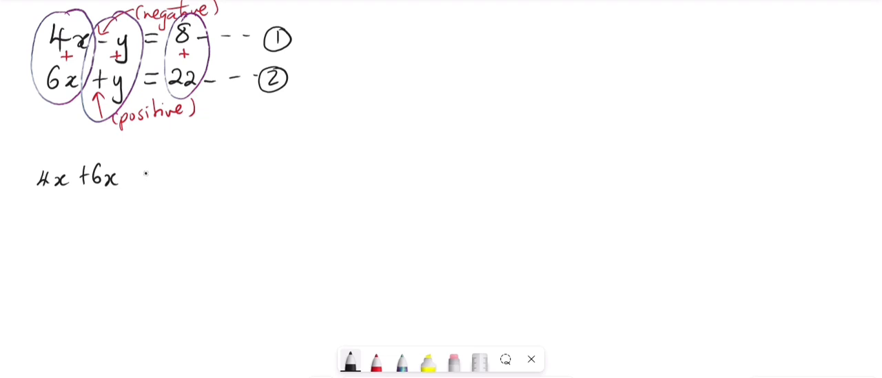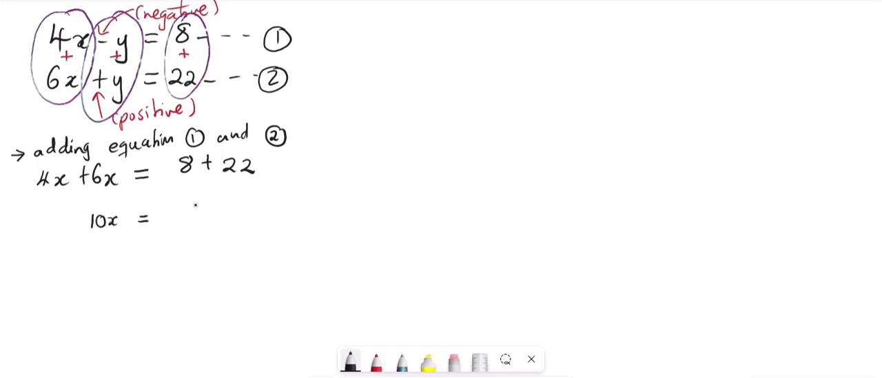So that means the left hand side only has 4x plus 6x, equals 8 plus 22. Okay, so I think I left something up here. You need to indicate that you are adding the two equations, adding equation 1 and 2. Alright, so on the left hand side, what do we have? We have 10x equals 30. Then we can divide by 10 on both sides, meaning x is equal to 3.